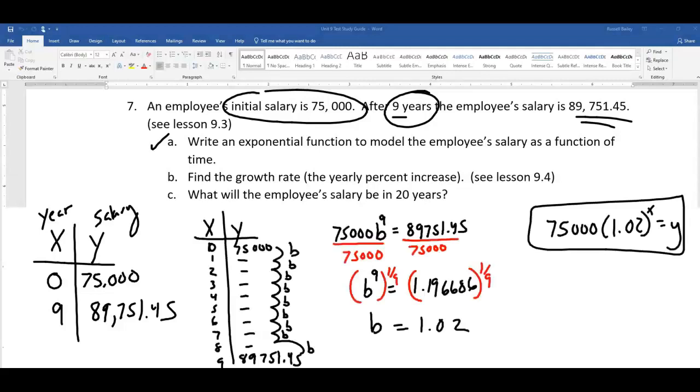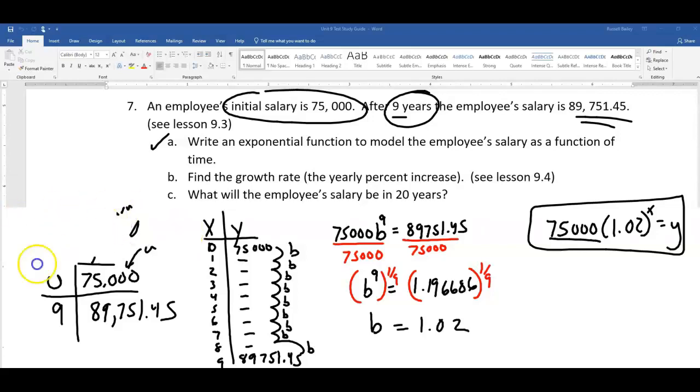You'll notice that I didn't show my work for the part of finding A, and that's because you don't have to on these. With these word problems, if you have the starting amount, that is your A value, and so that's what goes right in front here. You don't have to calculate it. But I do have my work shown for finding the B value, which is 1.02. All right, let's go ahead and move on to part B.